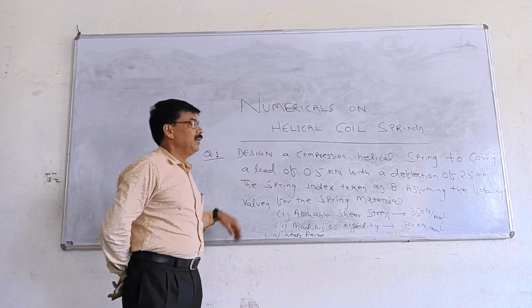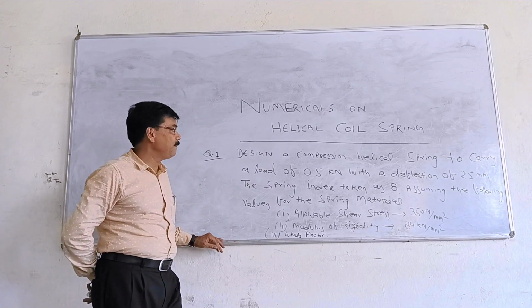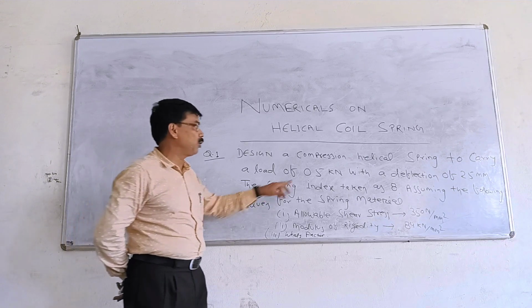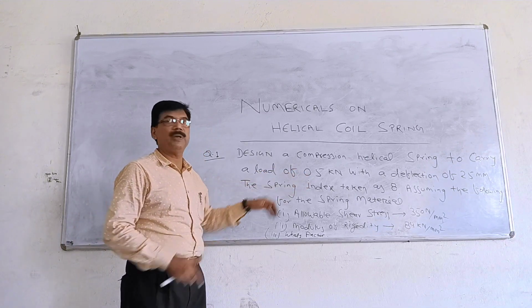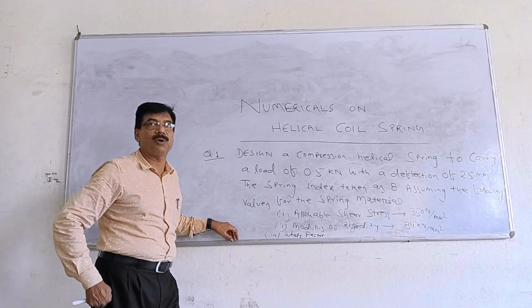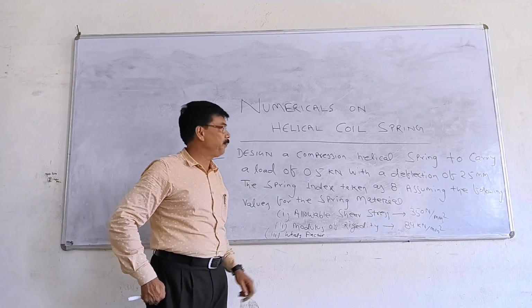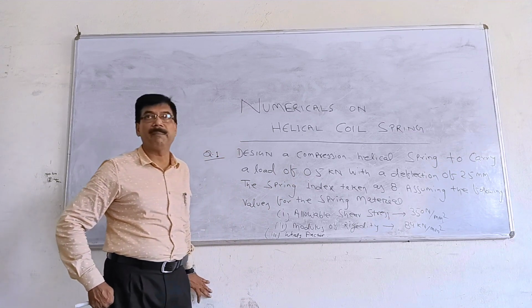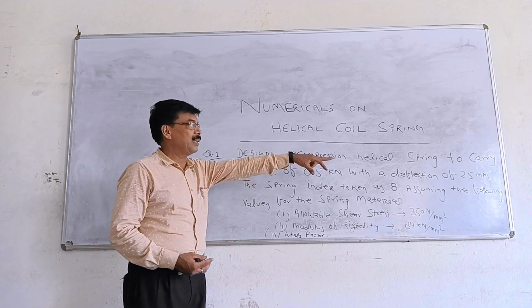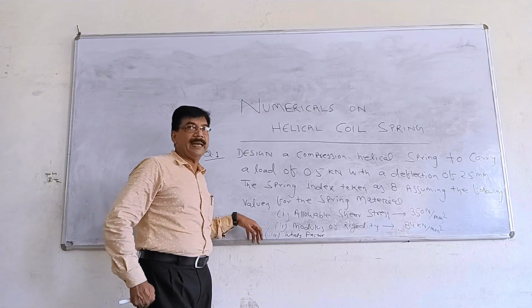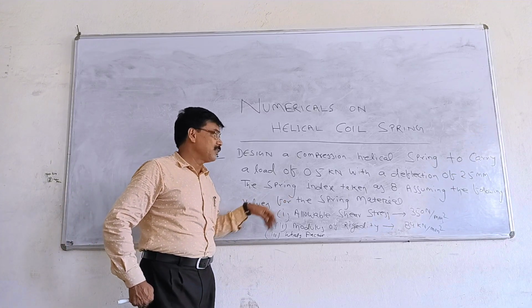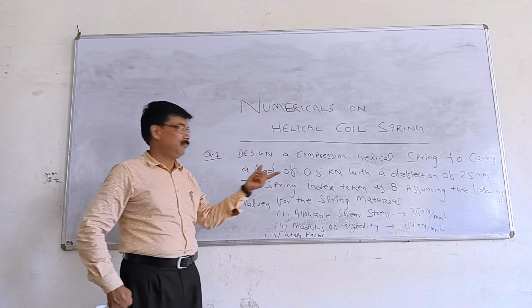The question is: design a compression helical spring to carry a load of 0.5 kN. That load is the axial load, W, with a value of 0.5 kN, and a deflection of 25 mm. When the load is applied, the deflection is 25 mm. The spring index is taken as 8. It is a given parameter, spring index 8.